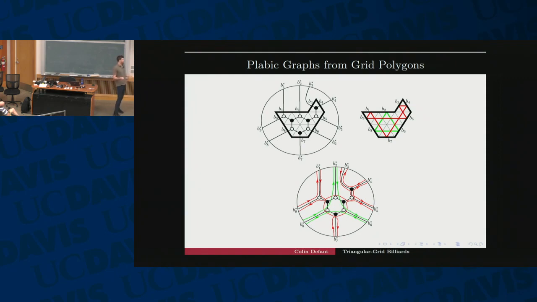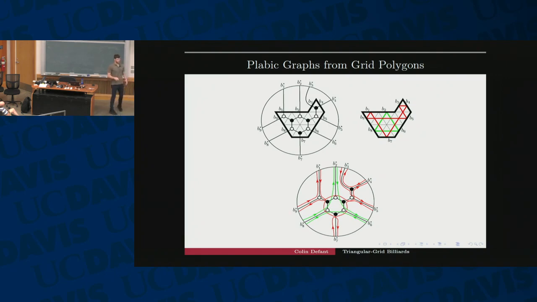And the point of this is that the trip permutation of this Plabic graph is the same as the billiards permutation of the polygon. It's not hard to convince yourself that this is true if you sort of stare at an example for a minute or two. For example, here, the trip permutation sends 5 to 9 because the trip starting at B5 star will end at B9 star. But also in the billiards permutation, 5 goes to 9 because the beam of light travels from B5 over to B9.